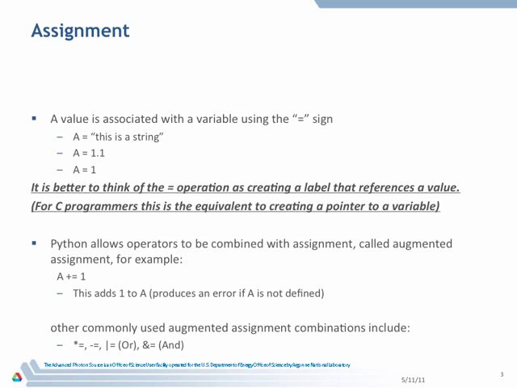One nice thing, or maybe not nice thing, about Python is that you can combine an operator with an assignment, which is known as augmented assignment. So this statement here takes A and adds 1 to it. It won't work if A doesn't already exist. There are lots of other things you can do. You can do times equals, minus equals. You can even do logical operations.